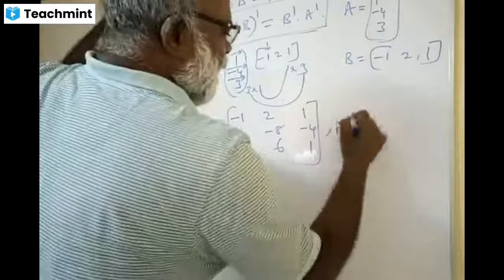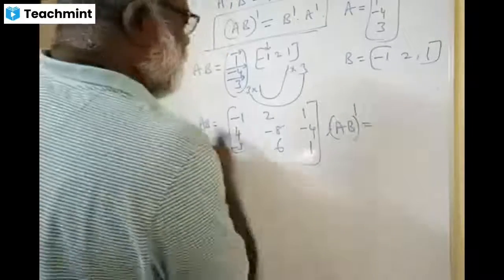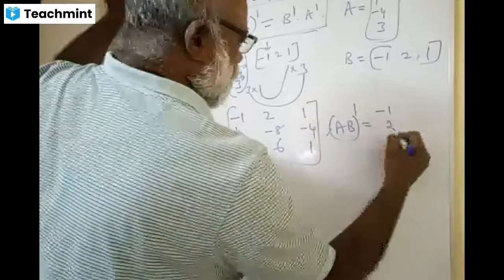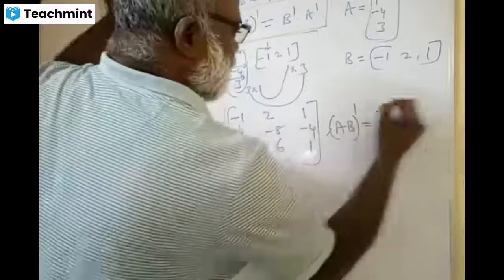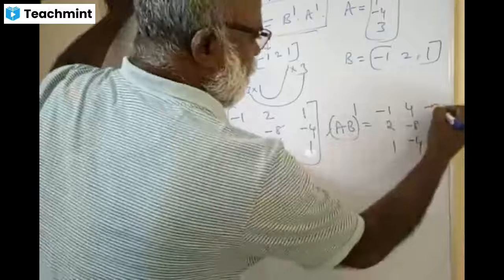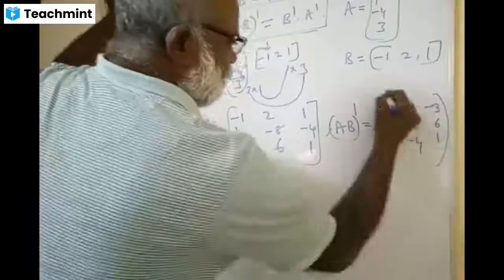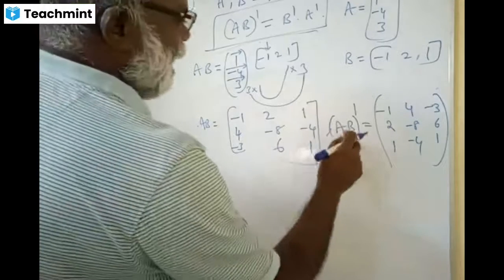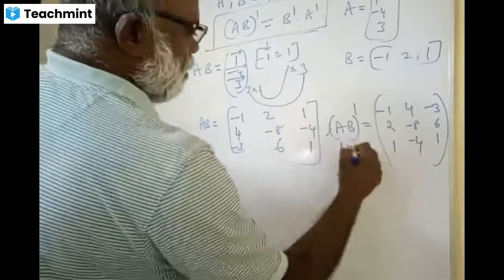Then what is AB transpose? AB transpose is minus 1, 2, 1; 4, minus 8, minus 4; minus 3, 6, 1. Are you able to see the board clearly? Yes, sir. So friends, this is my LHS.